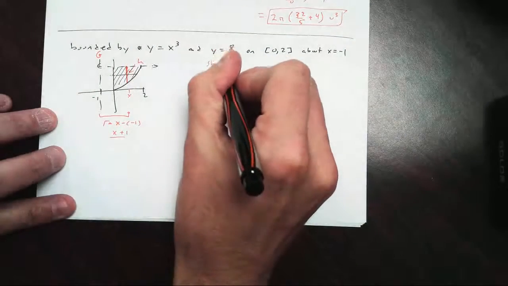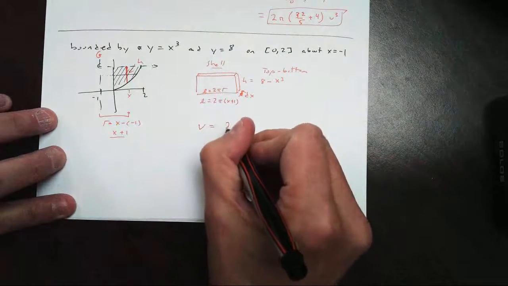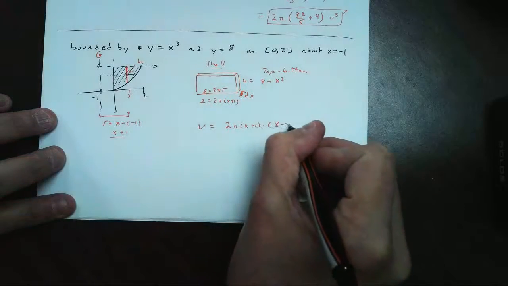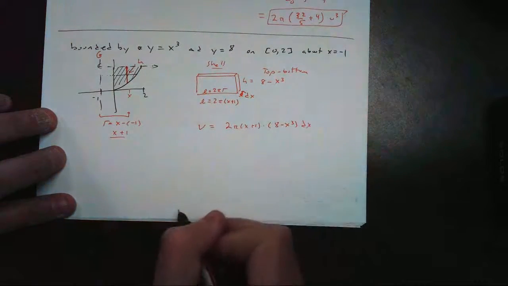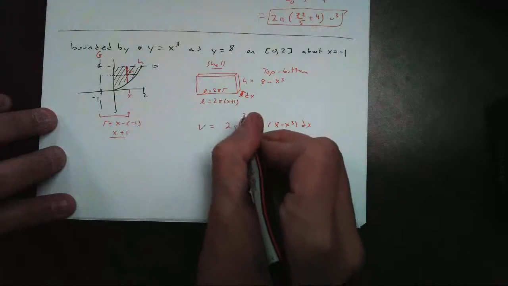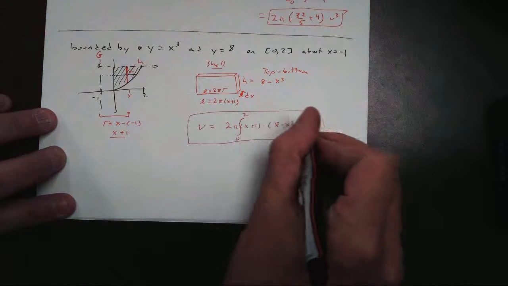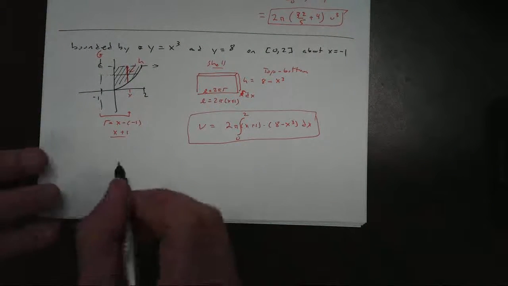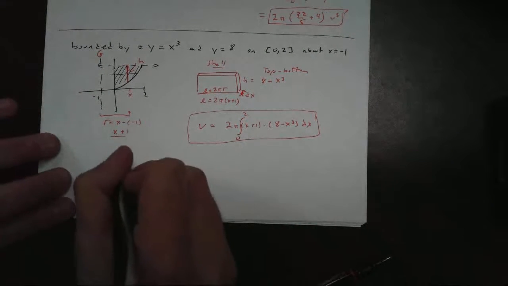This is my shell, right? So the volume here is going to be 2 pi x plus 1 times 8 minus x cubed dx. And I can integrate that now from 0 to 2. And I could do this by hand, or you can just type it in your calculator. Very easy to do. Now here's the hint I want you all to kind of walk away with from this.